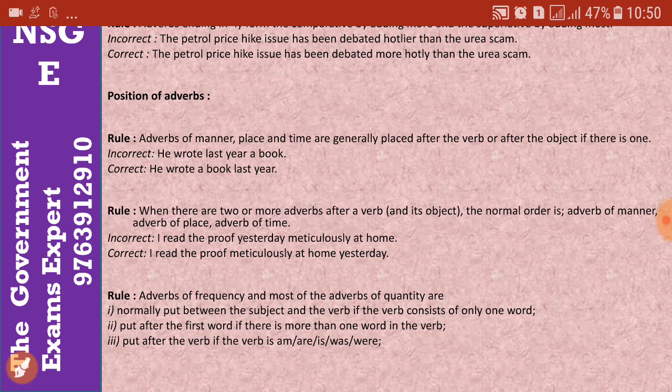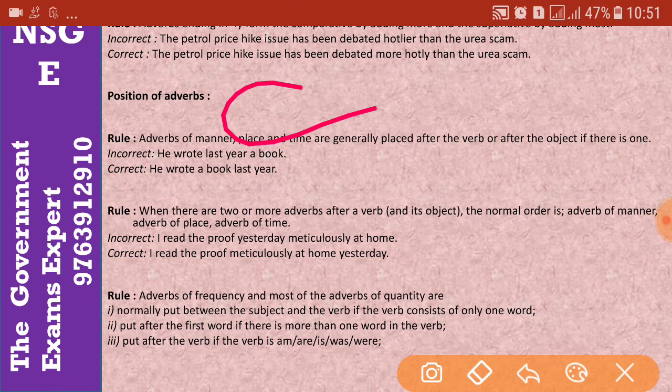So the next thing is the position of adverbs. We have certain rules for the position of adverbs. Let's have a look. At position of adverbs, we will check the first rule. It states that adverbs of manner, place, or time are generally placed after the verb, or after the object if there is one. Otherwise, after the verb. Clear? It is placed after the verb.